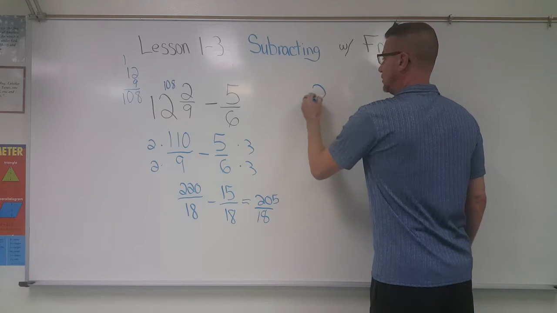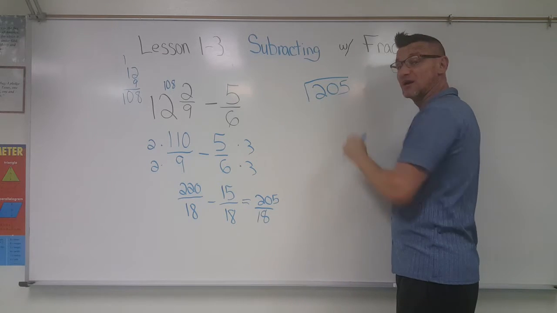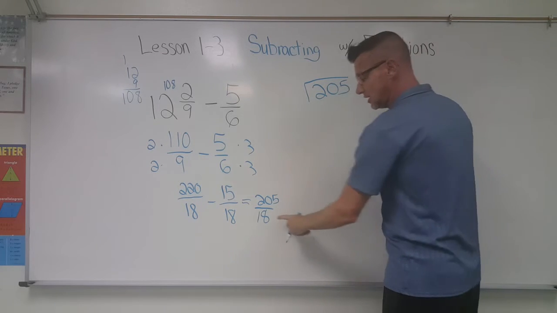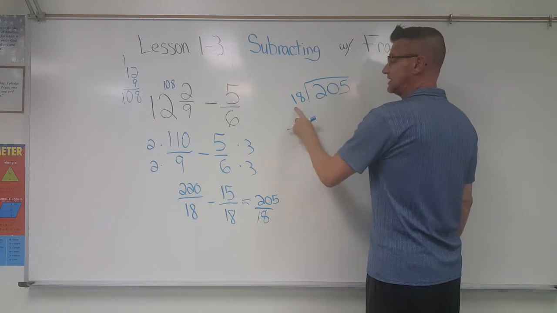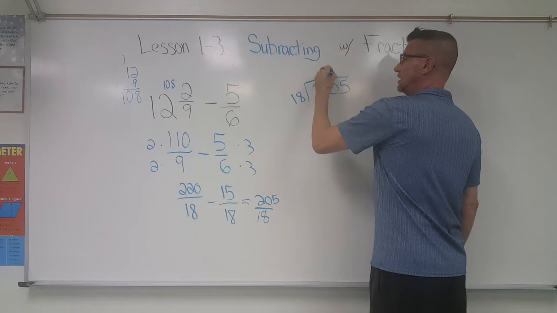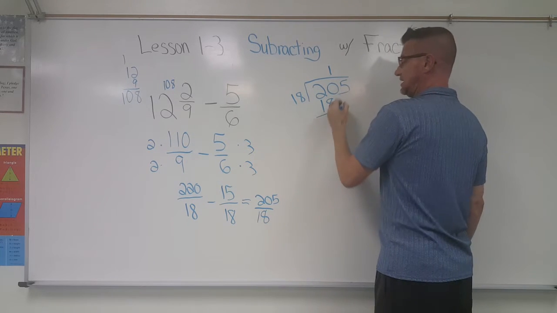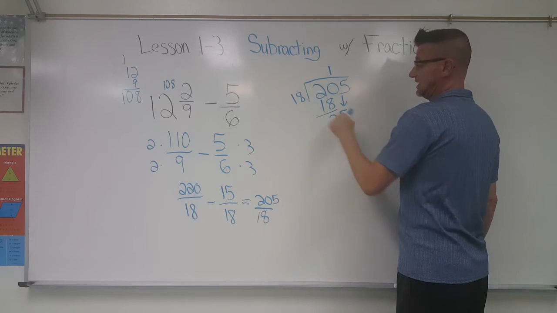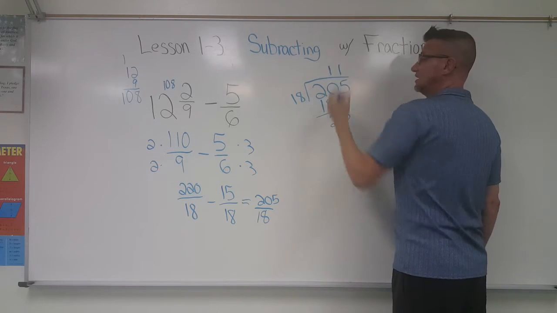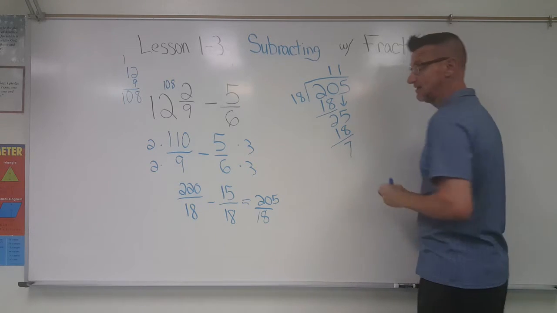So if I take 205, because the numerator always goes inside the house, and I divide it by 18. How many times can 18 go into 20? It can go once, with 2 remaining. We bring down the 5. How many times can 18 go into 25? It can go 1 time, with a remainder of 7.